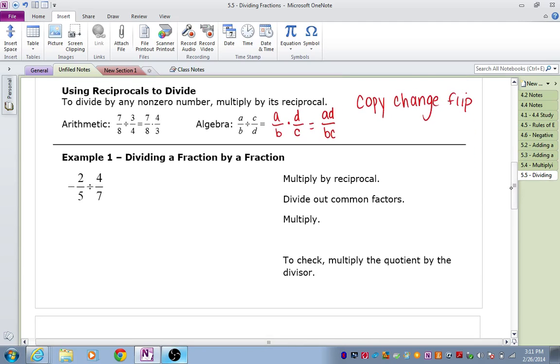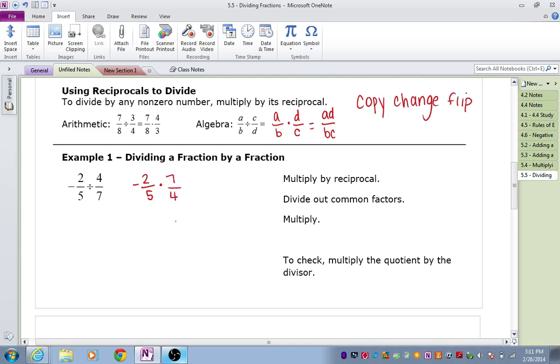Let's do example 1. We're going to copy our first fraction, so negative 2/5. Our division changes to multiplication. And we're going to flip our second fraction. Take the reciprocal of 4/7, and that is 7/4.